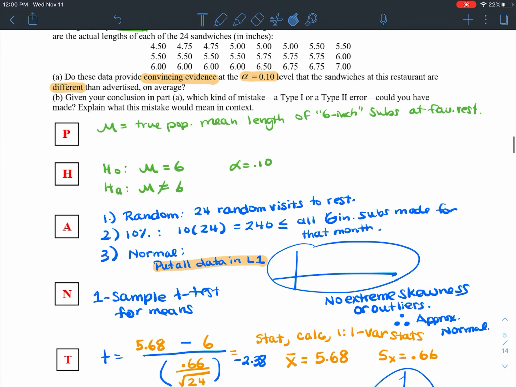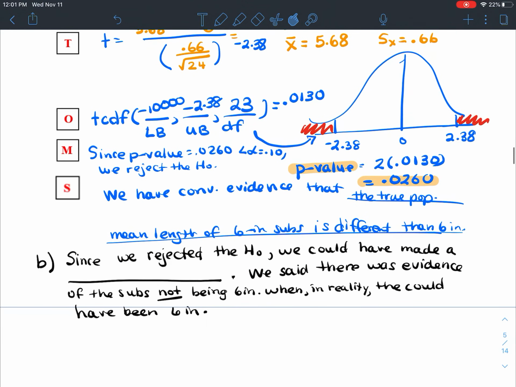Part B to this asked, given the conclusion that we made in part A, we rejected the null hypothesis, what kind of mistake could we have made, type 1 or type 2? We want to explain what that would mean in the context of this problem. So once again, our conclusion was that we chose to reject that the subs were 6 inches in favor of evidence showing they were not 6 inches. Okay, so we could say something like this.